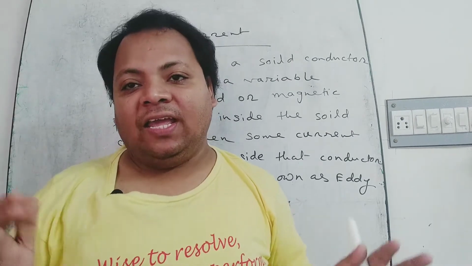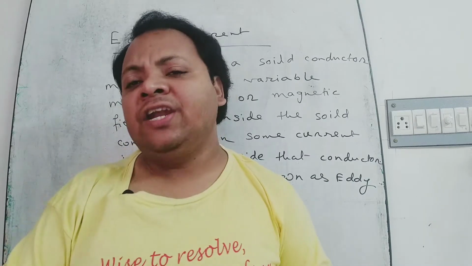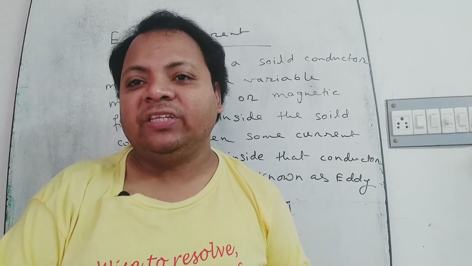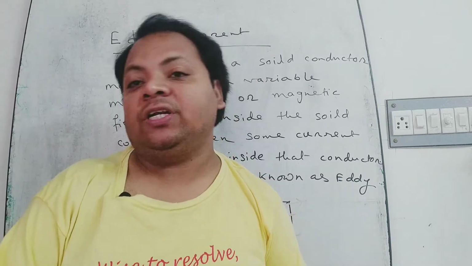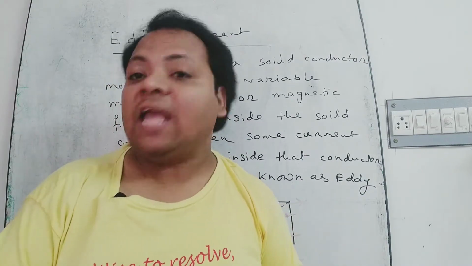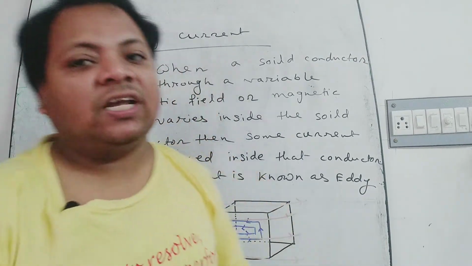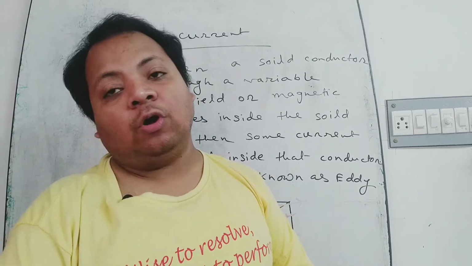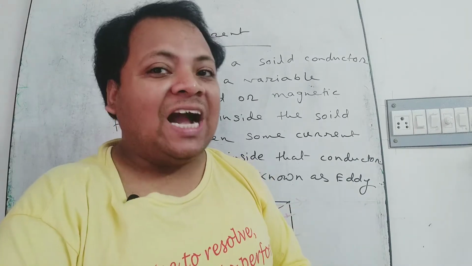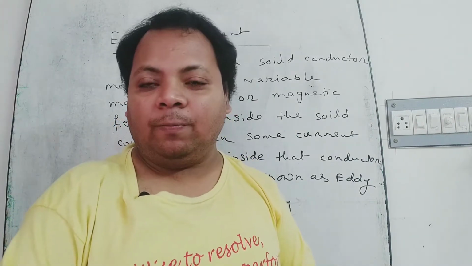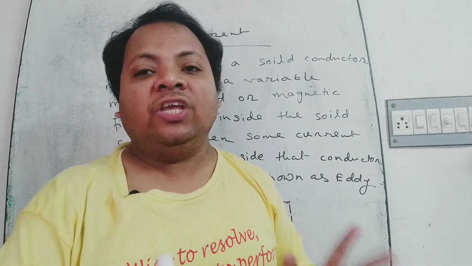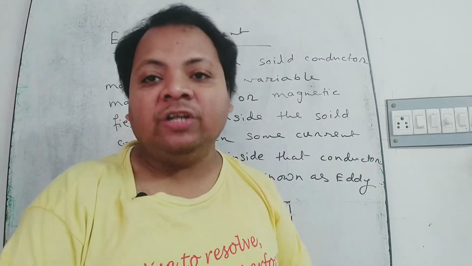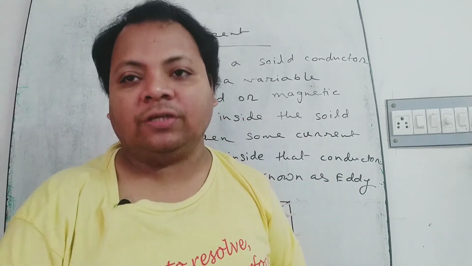Except the induction furnace or induction cooker, we use the principle of eddy current in the speedometer and in the deadbeat galvanometer, and eddy current is also one of the causes of loss of electrical energy in a transformer. So we use a laminated iron core inside the transformer to reduce eddy current.